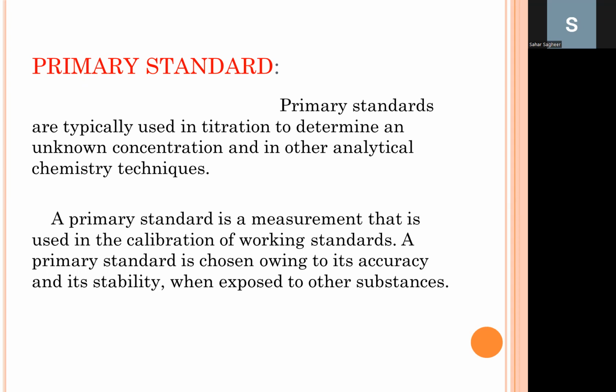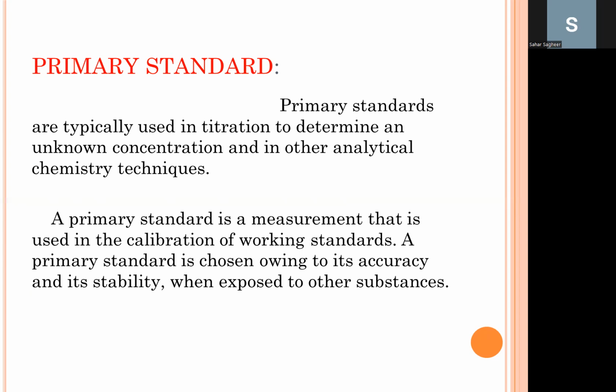A primary standard is a measurement that is used in the calibration of working standards. A primary standard is chosen owing to its accuracy and its stability when exposed to other substances. A primary standard is basically used to determine the concentration of an unknown substance by comparing it with a substance which has a defined concentration and defined proportion.